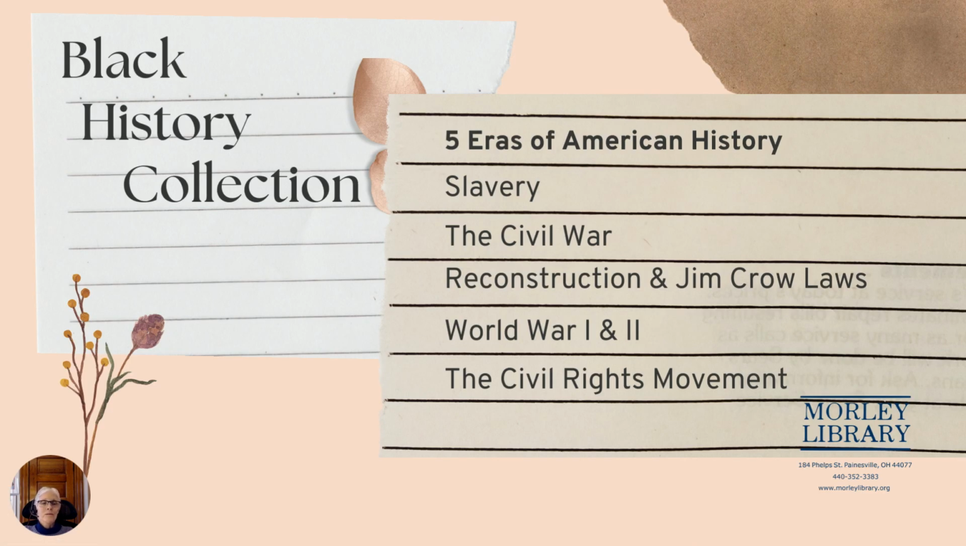Most of what you'll find in the Black History Collection are records, photos, and government documents relevant to 5 eras in American history, which are slavery, the Civil War, Reconstruction and Jim Crow laws, World War I and II, and the Civil Rights Movement. This is where you want to be if you're interested in providing the historical context for your family history. The following video shows you how to log into the Black History Collection and provides a brief introduction to what kind of records can be found there.